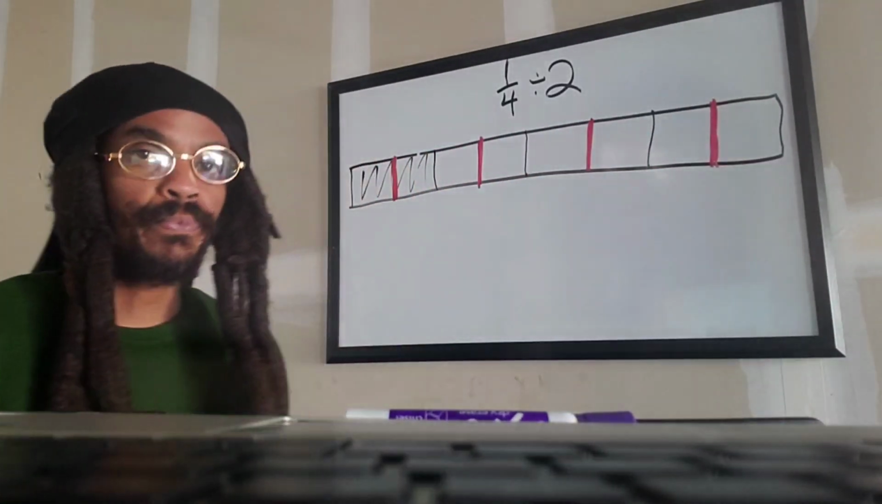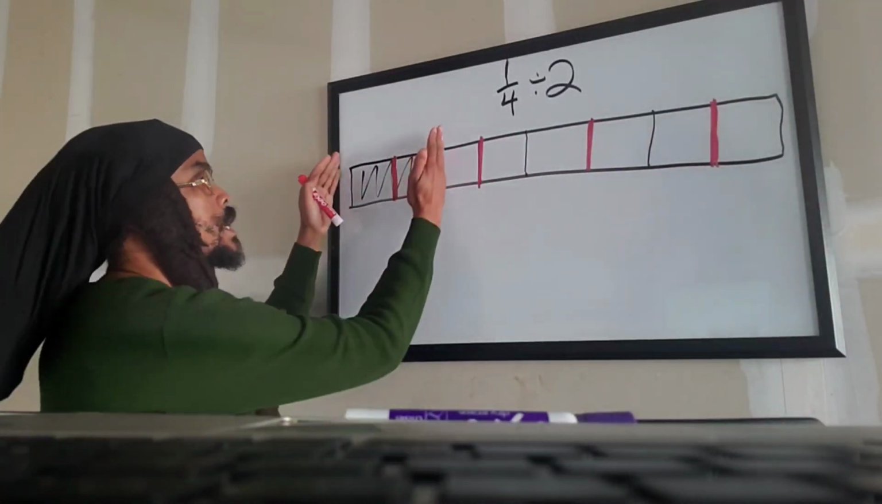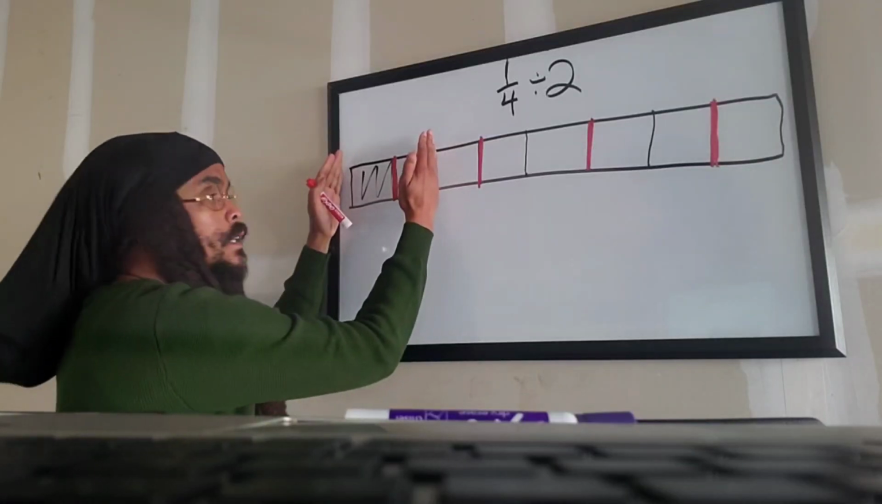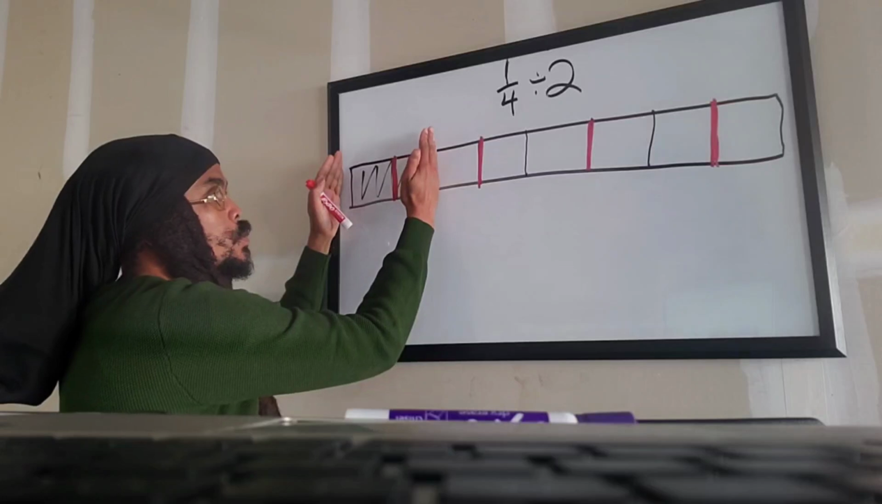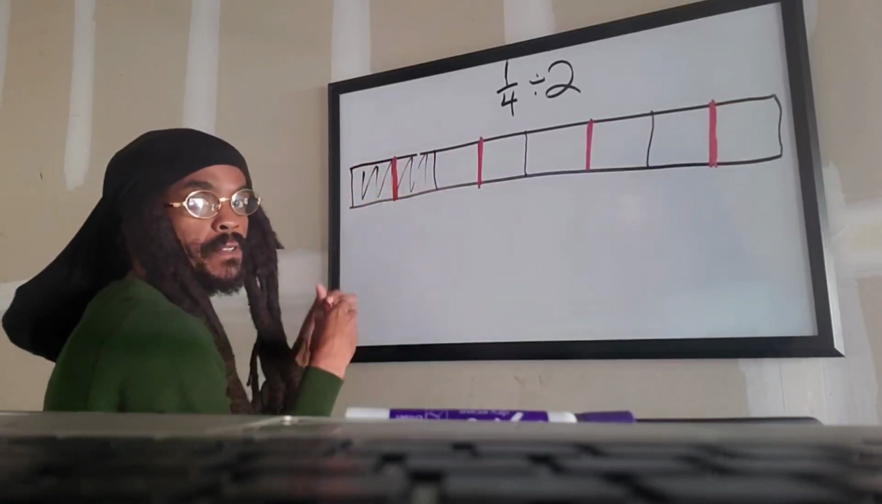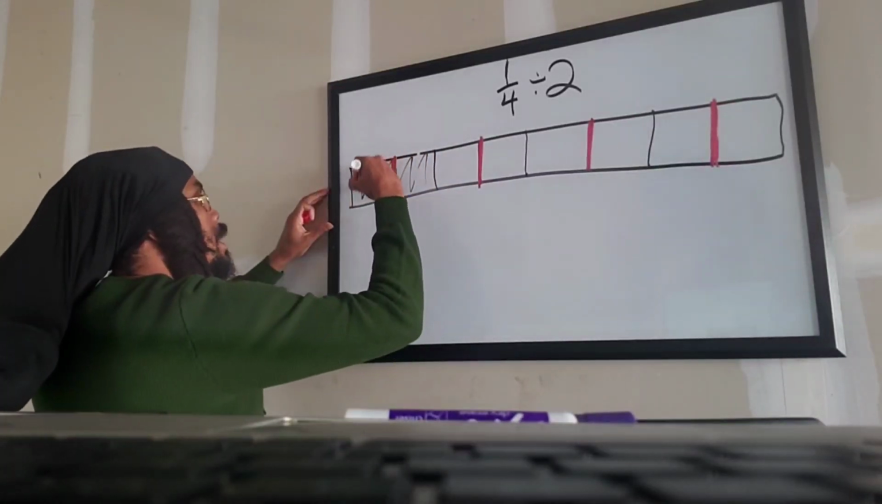So now, when you want to think about your answer, take your 4th right here and look at it. This is our 4th. We divided it by 2, so our answer is going to be half of this 4th. So let's go ahead and shade in what our answer should be.